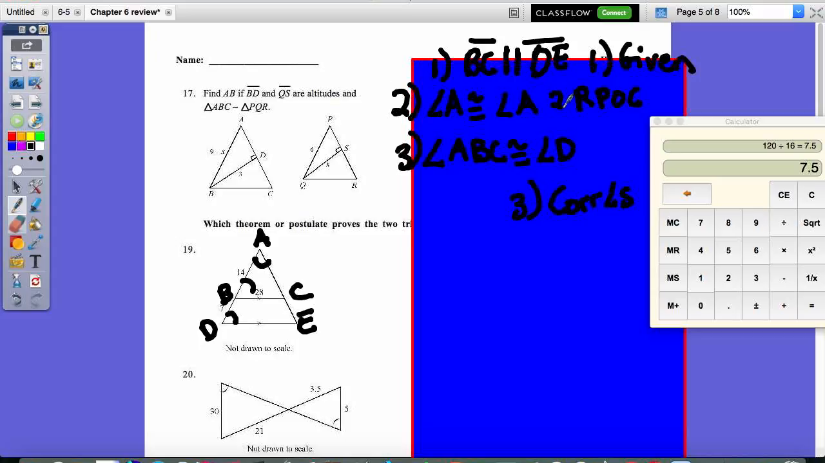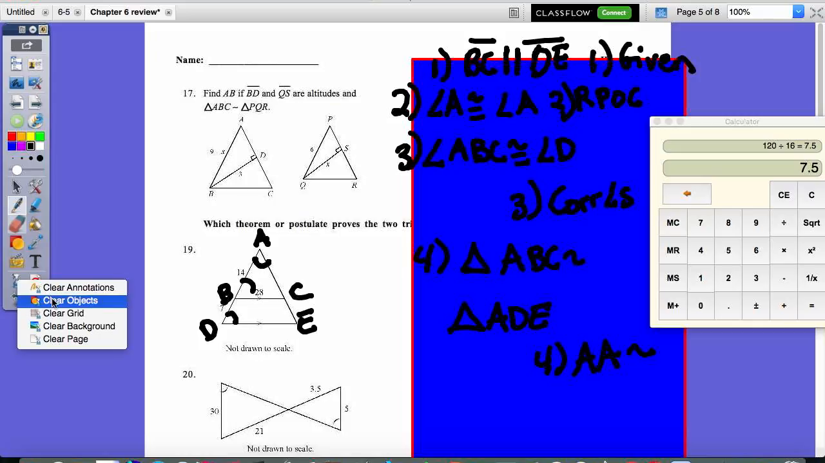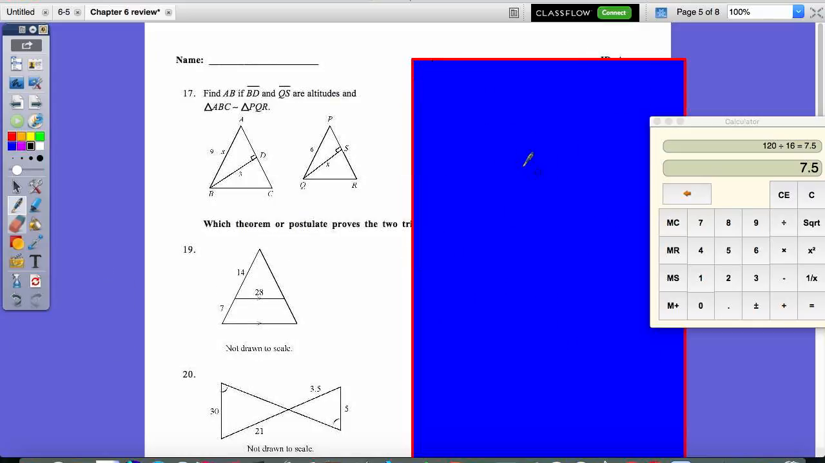I could also have said angle ACB is congruent to angle E by corresponding angles, but I only needed to say one of them. So now I can say triangle ABC is similar to triangle ADE, and once again, that's by angle similarity. Okay?